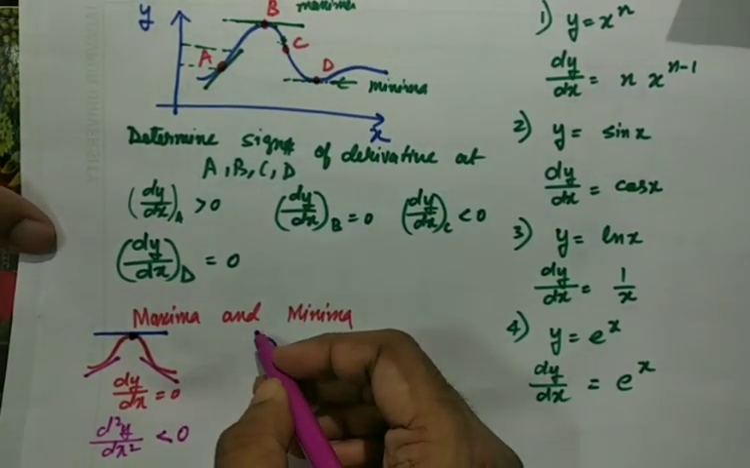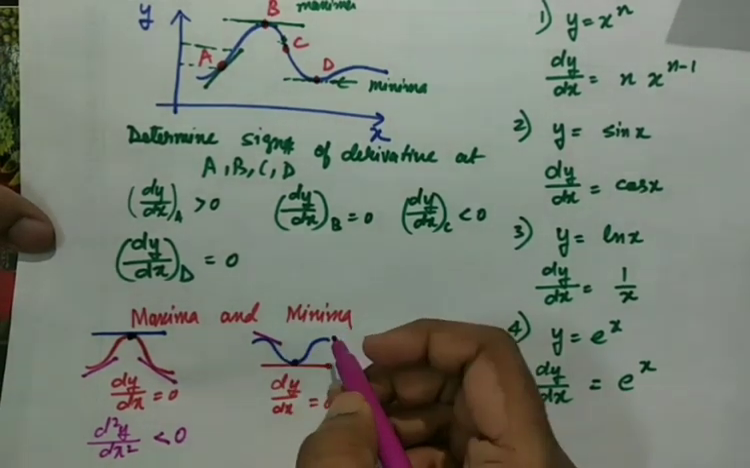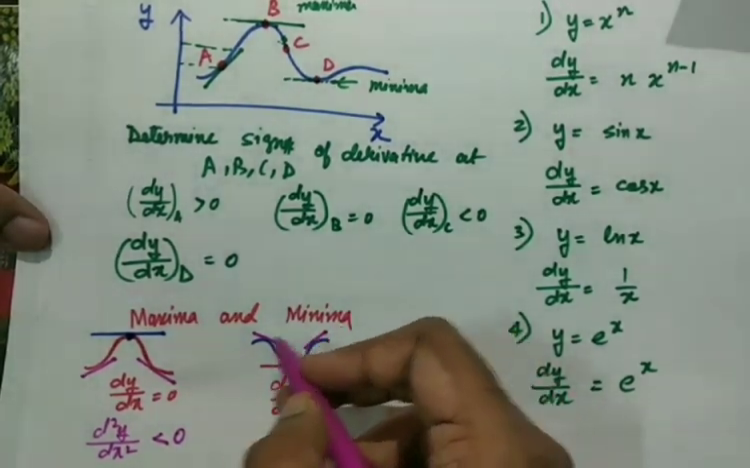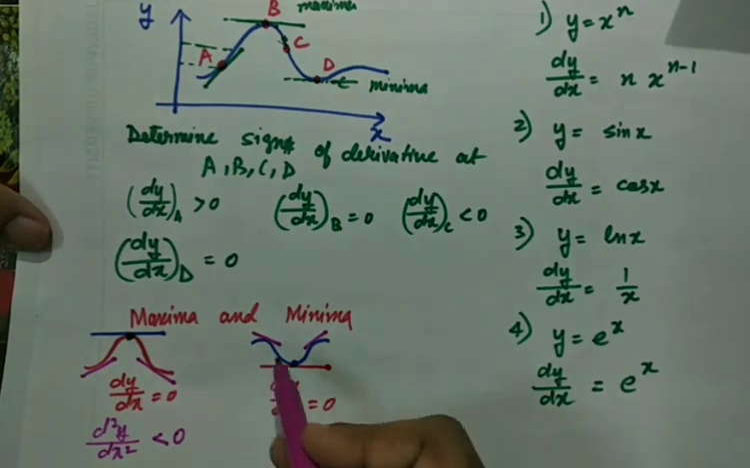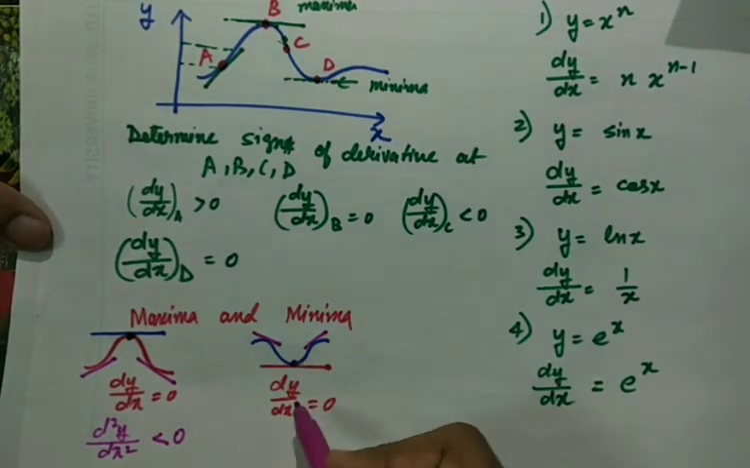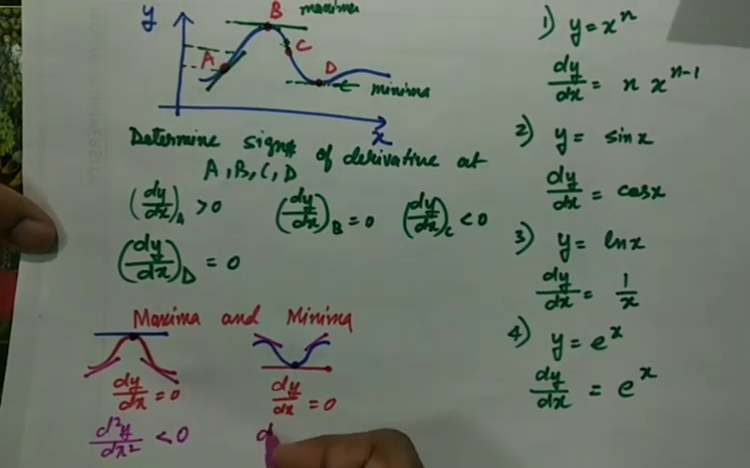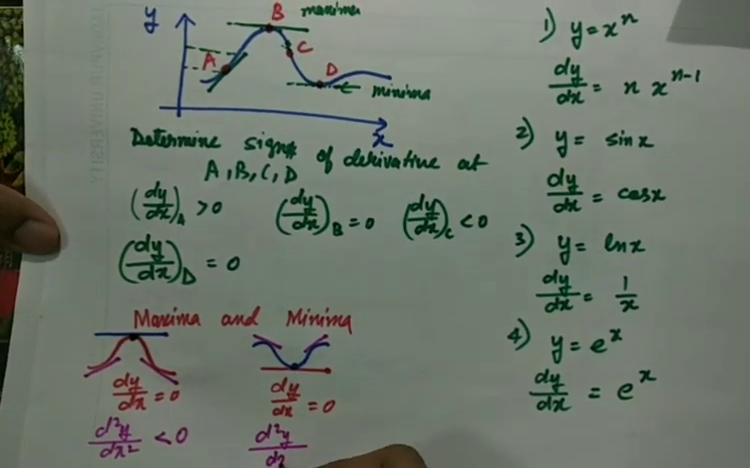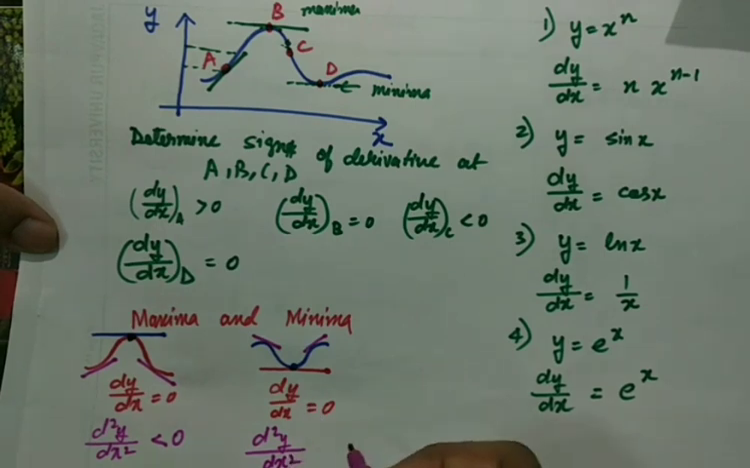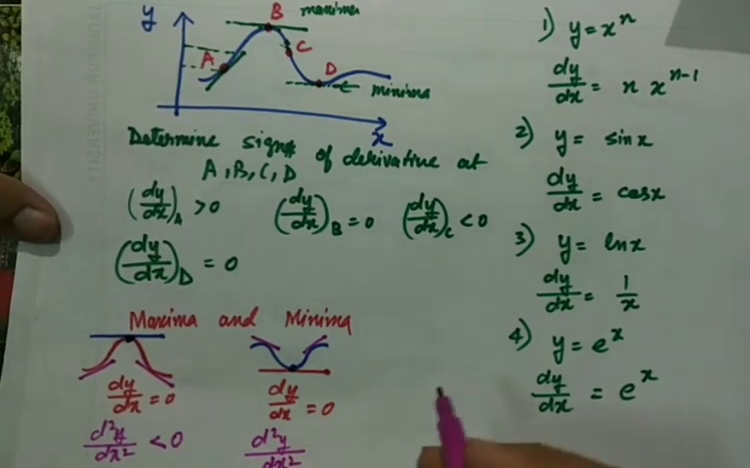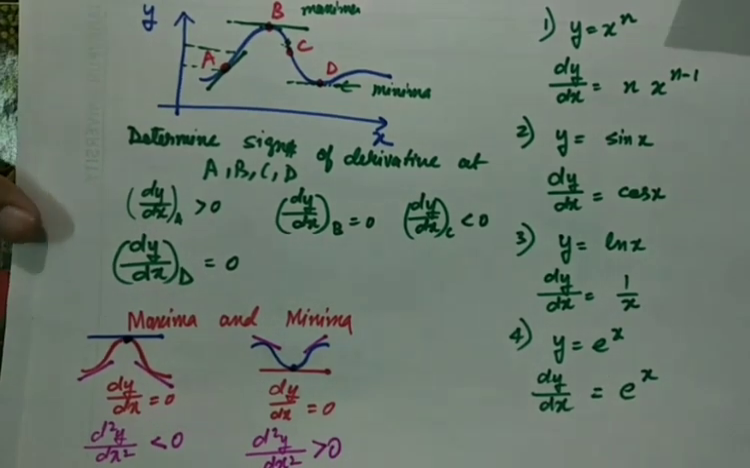And here what is happening? Here we are having a negative slope, then 0, then positive. Here the angle is acute and here the angle is obtuse. So negative to 0 to positive. So dy by dx is itself increasing. So d2y by dx2, that is the double derivative of y with respect to x, or derivative of dy by dx with respect to x, is positive here.